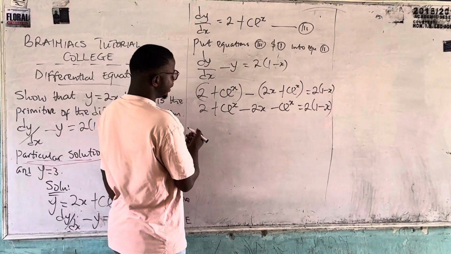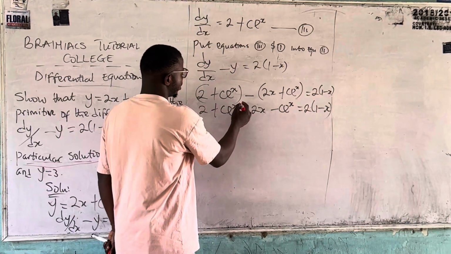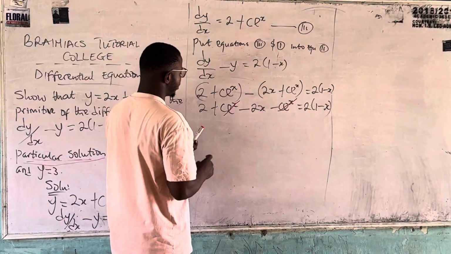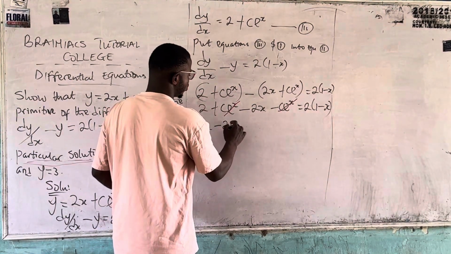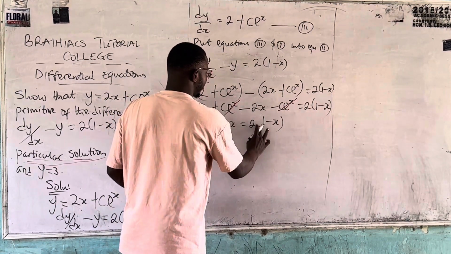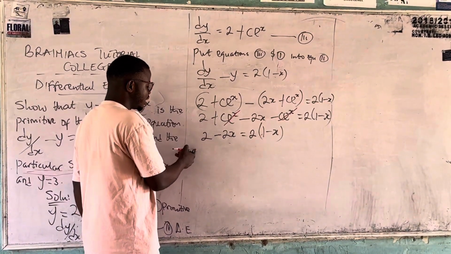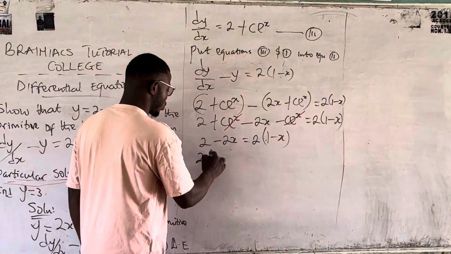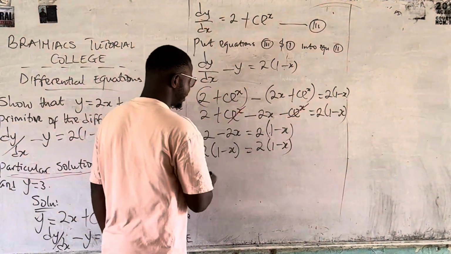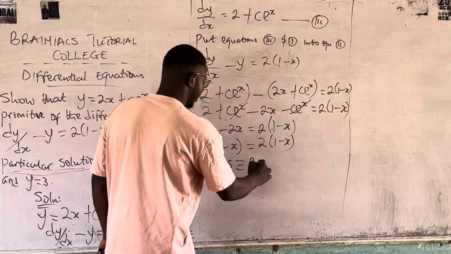From here, we need to collect the like terms. Here we have cancellation: plus c exponential x cancels minus c exponential x. So we have 2 minus 2x equals 2 into 1 minus x. Next, 2 is common on the left hand side, so we have 2 into 1 minus x equals 2 into 1 minus x. You can see that the left hand side is equivalent to the right hand side.